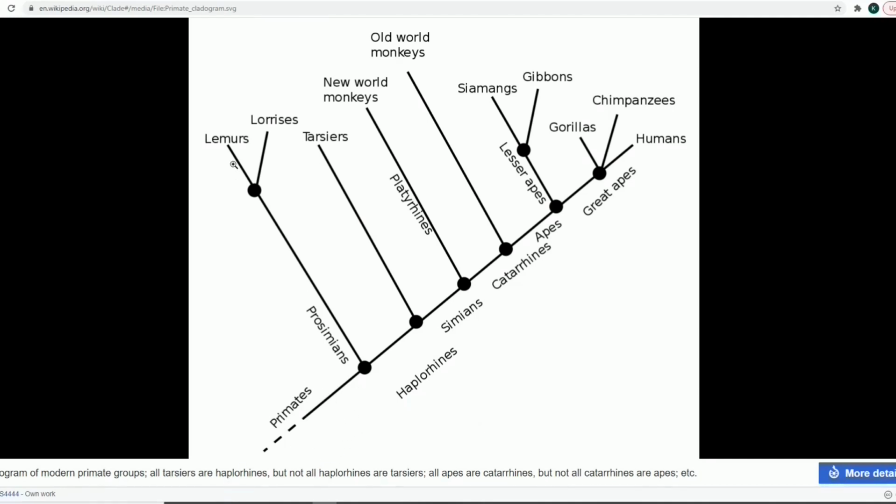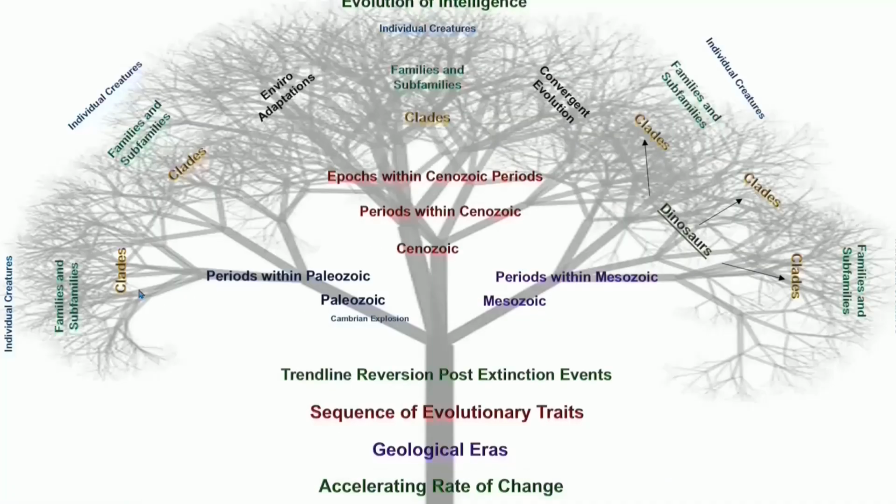Within that you have lemurs, monkeys, lesser apes, and great apes like gorillas, chimpanzees, and humans. So clades are a supergroup at a certain level. And when you go back to Paleozoic clades, you have to study the various types of Paleozoic clades.